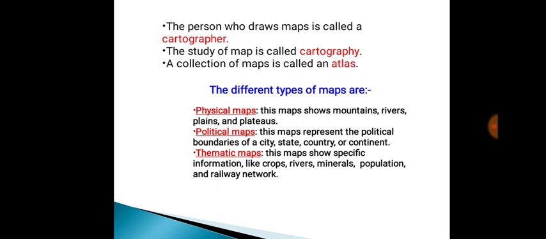Another map is the political map. This map represents the political boundaries of a city, state, country, or continent. Another is the thematic maps. These maps show specific information like crops, rivers, minerals, population, and railway networks, etc.